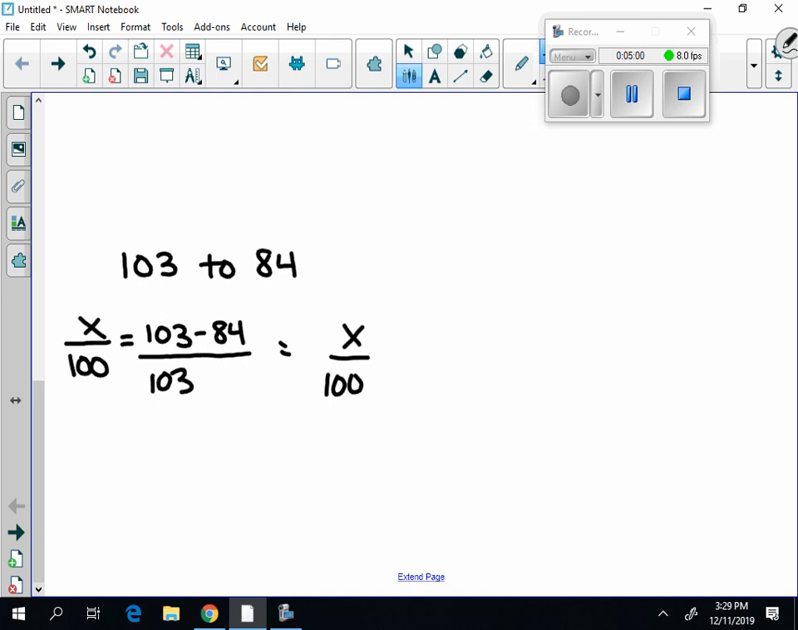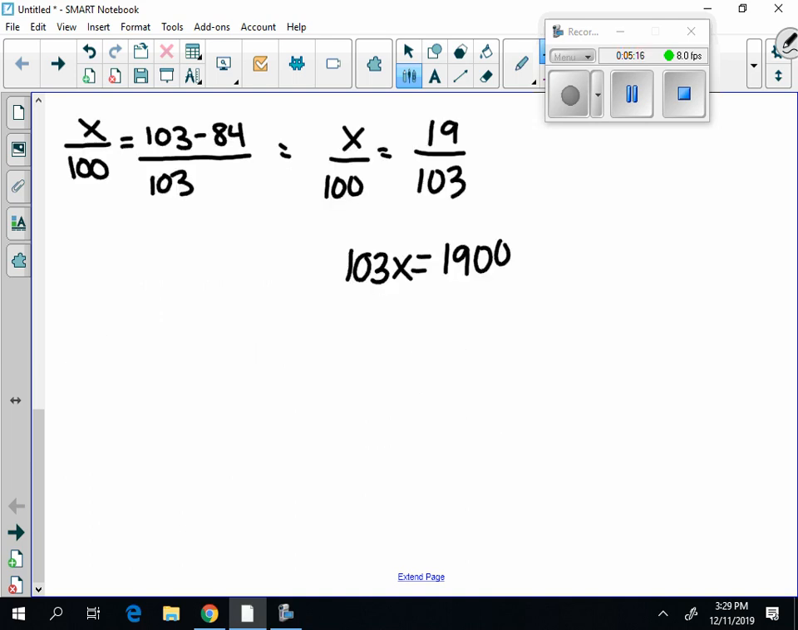What's 103 minus 84? 19 all over 103. I'm going to use cross product. 103 times x, which is 103x, equals 19 times 100, which is 1900. What's 1900 divided by 103? Is it 18.4? So Will has 18.4.